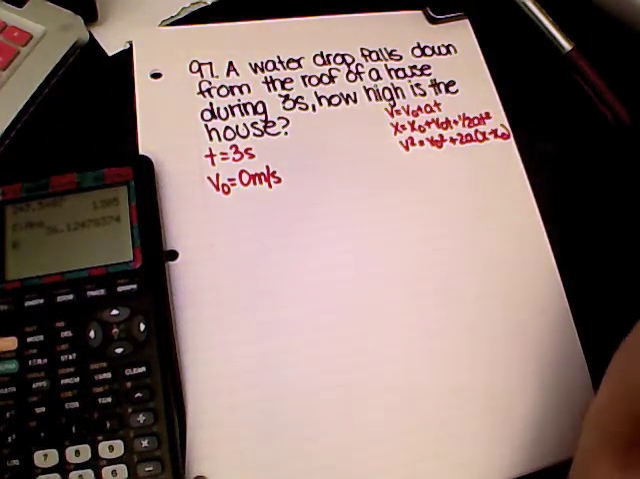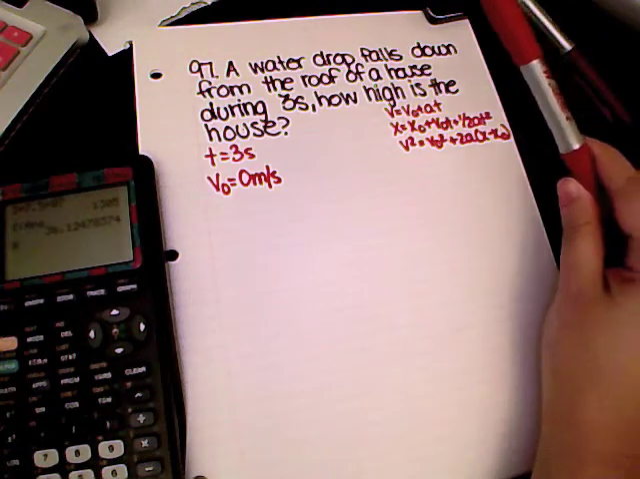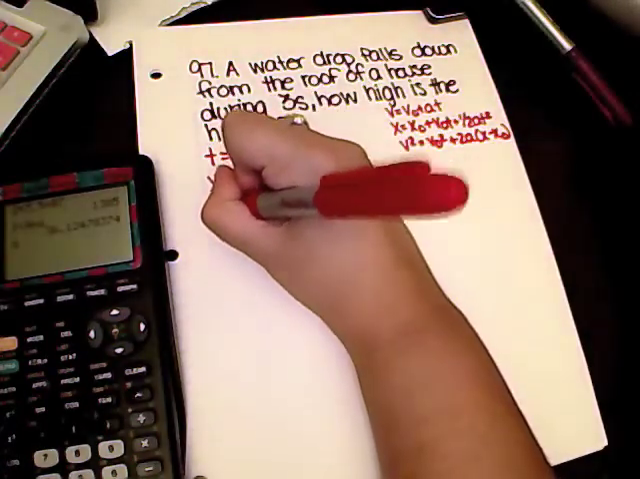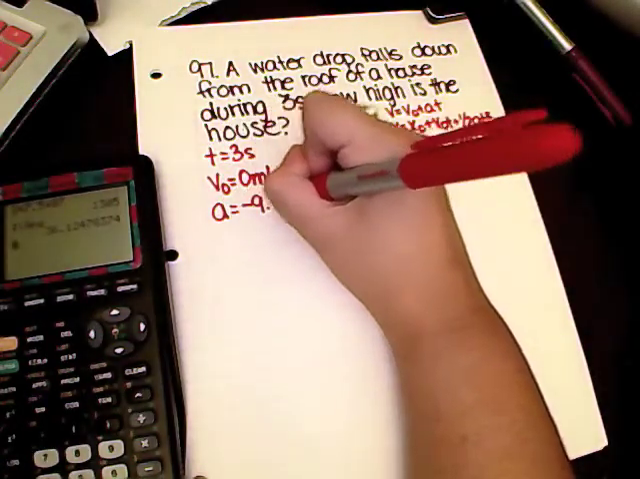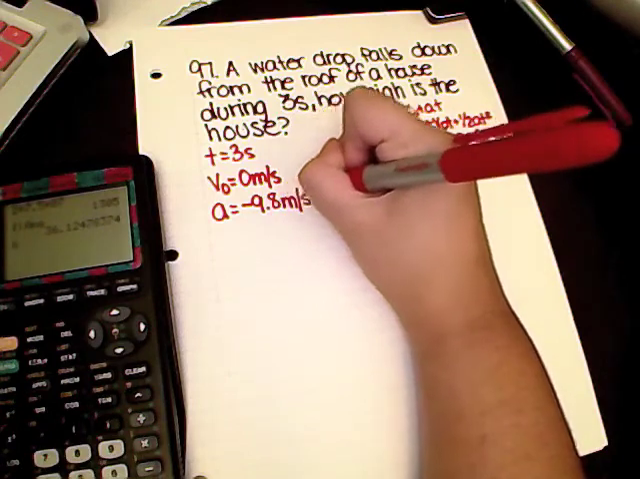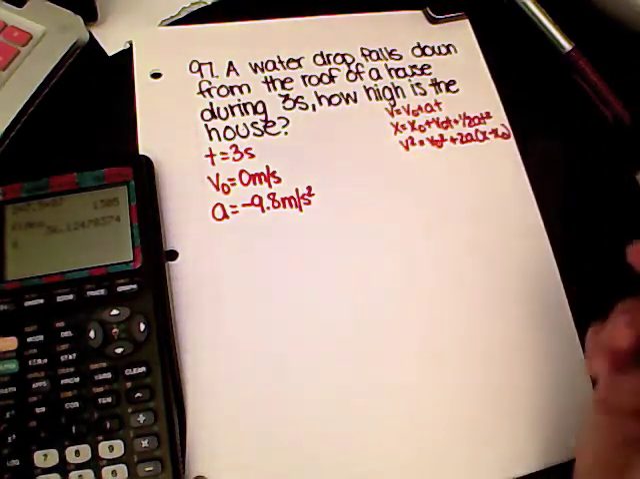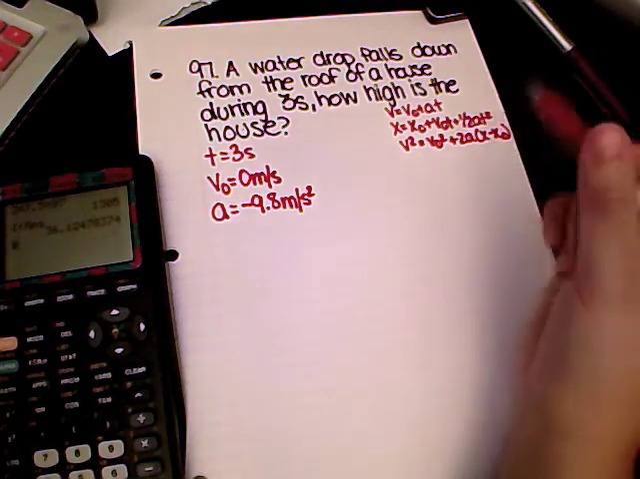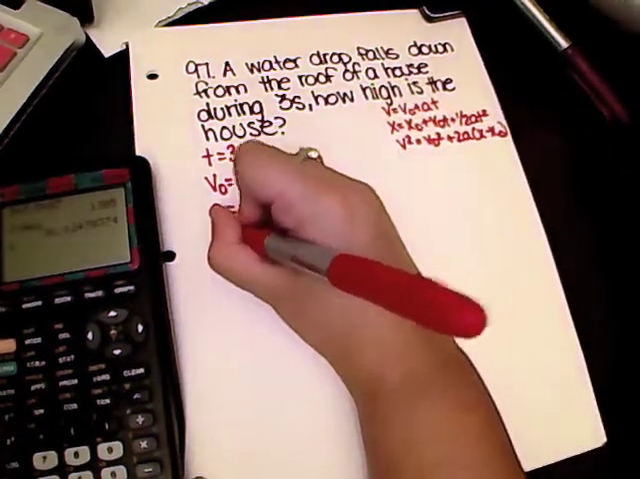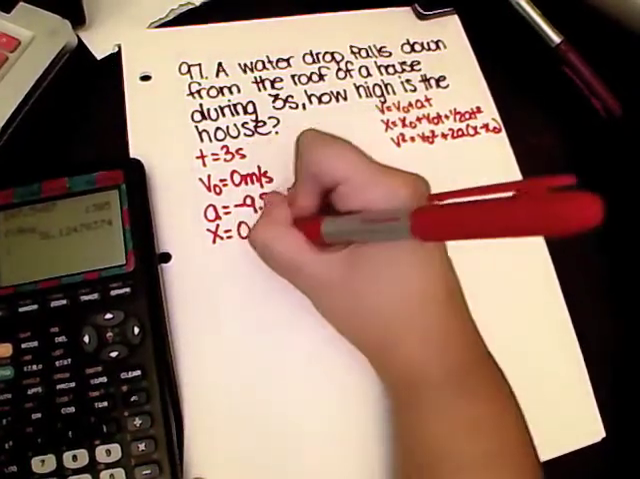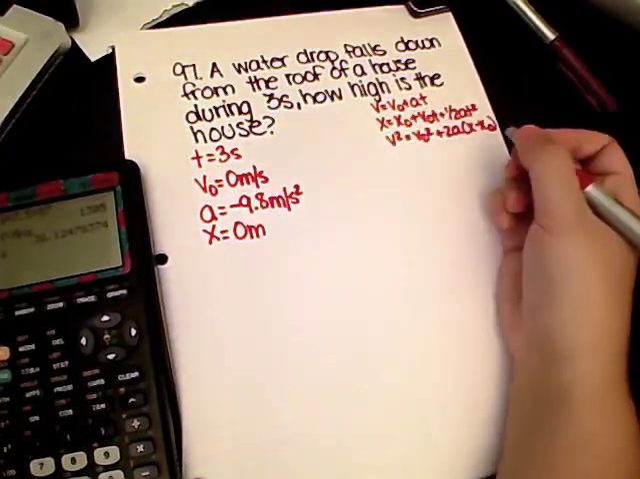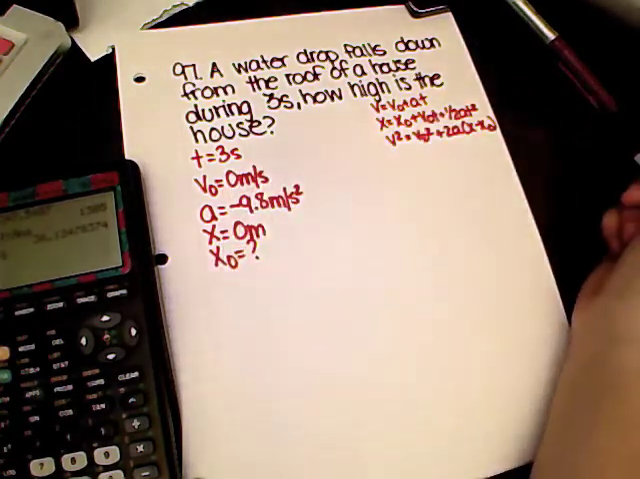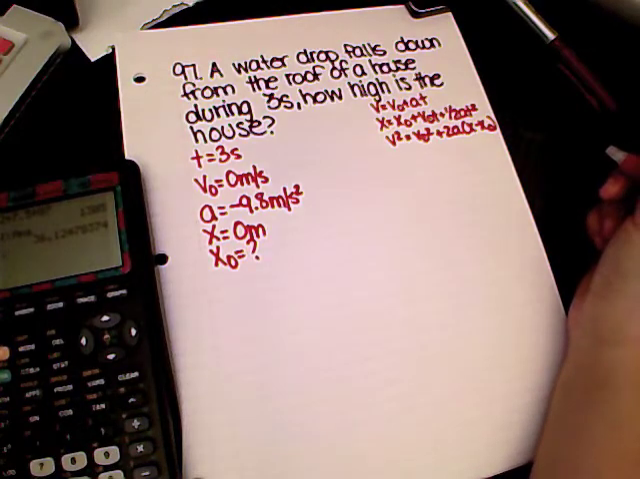Then it says since it's dropping, we remember that free fall means that we have gravity, which means our acceleration is negative 9.8 meters per second squared. And we know if it falls from the top of the house, in the end it needs to hit the ground, which means our x, our final location, needs to be 0 meters. So what we're solving for then is our x naught. So we've got our question mark for our x naught.